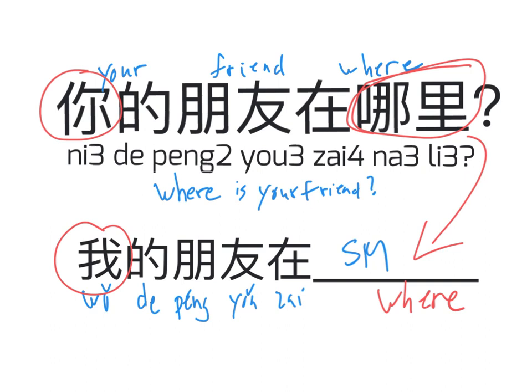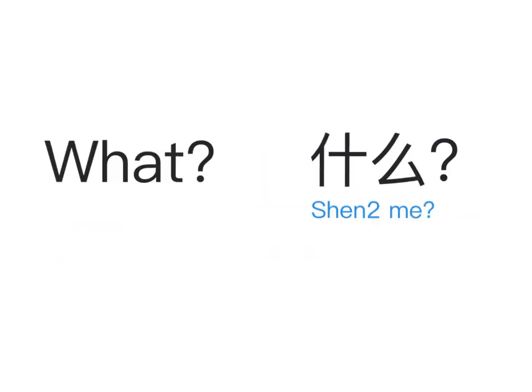Next, the last question word is what, or in Chinese, 什么. When reading 什么, remember that the letter N is silent. We don't really read the letter N, although it's still written when you write the pinyin. And the letter E in both 什 and 么 is not actually an E. 什么 means what.